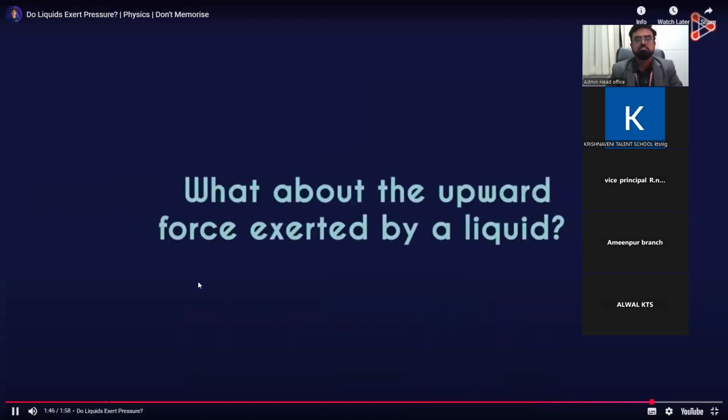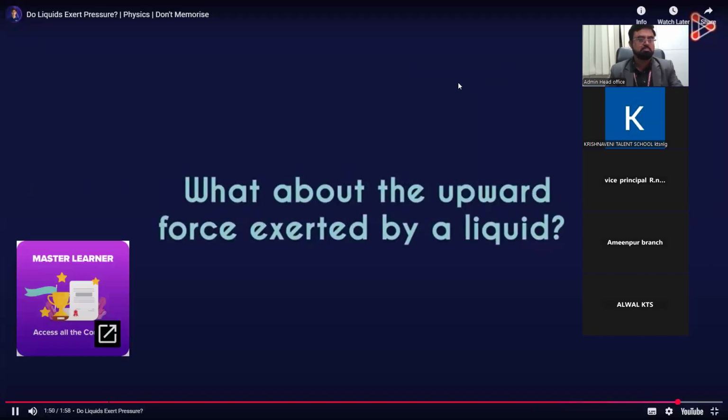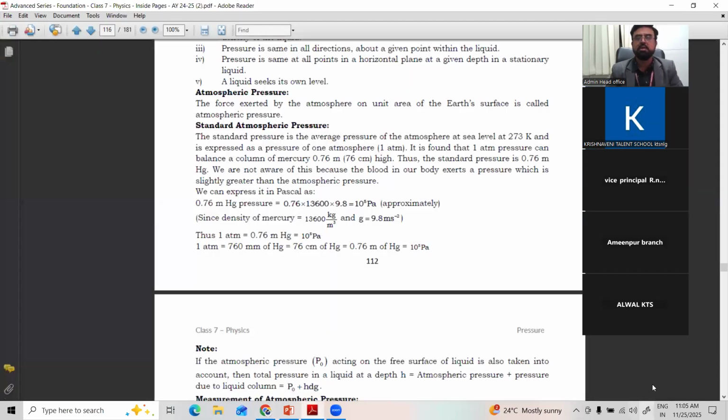What about the upward force exerted by a liquid? How do we understand that? We will see that in our next video. Right, you got it? That is just about the pressure exerted. It's clearly mentioned that pressure exerted by liquid is more at the bottom. That is our first law of atmosphere. Correct?